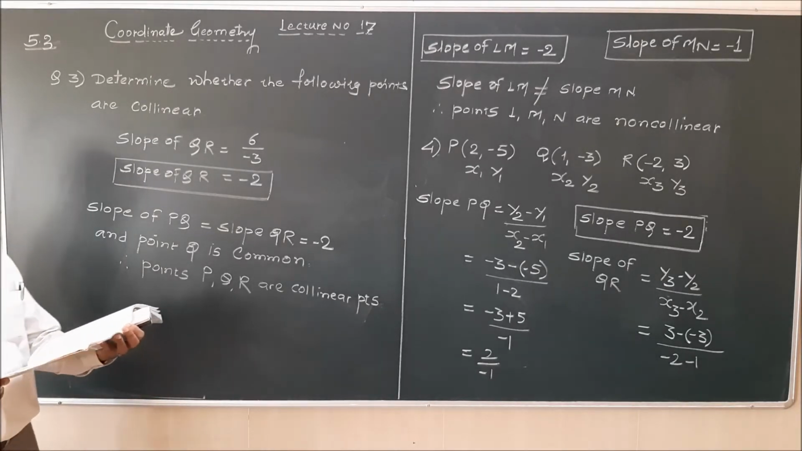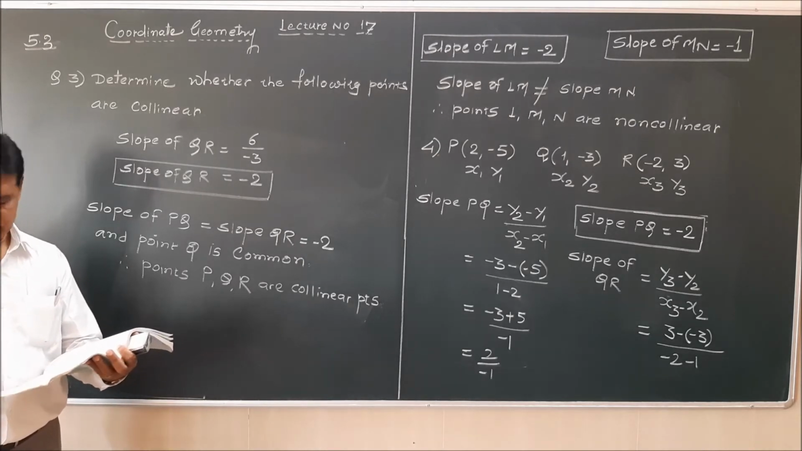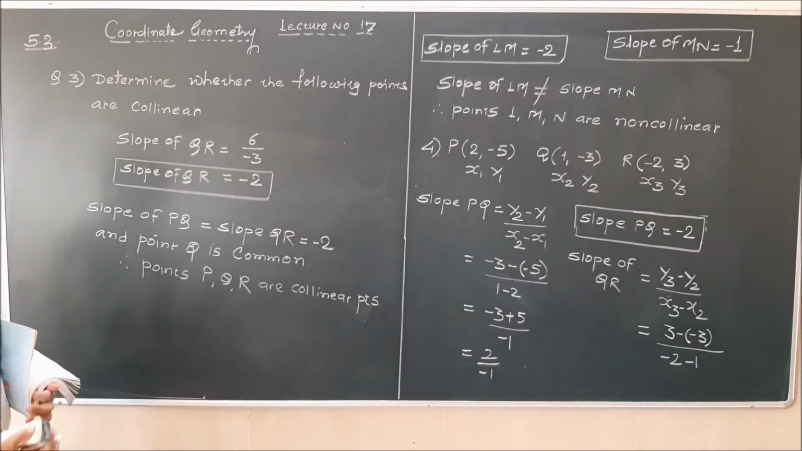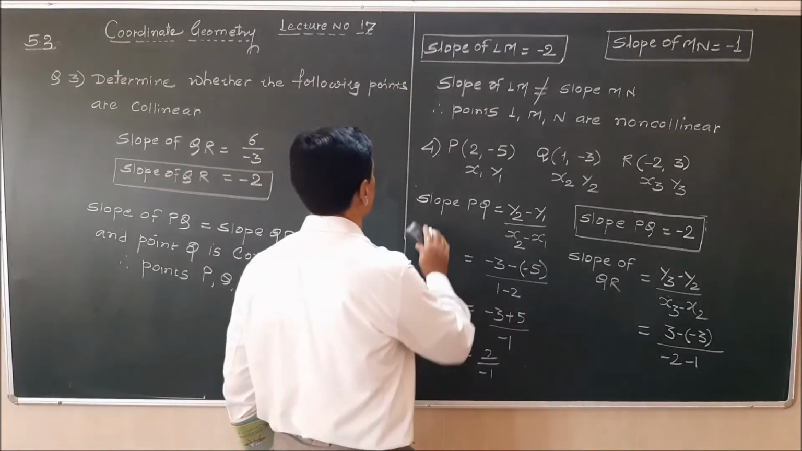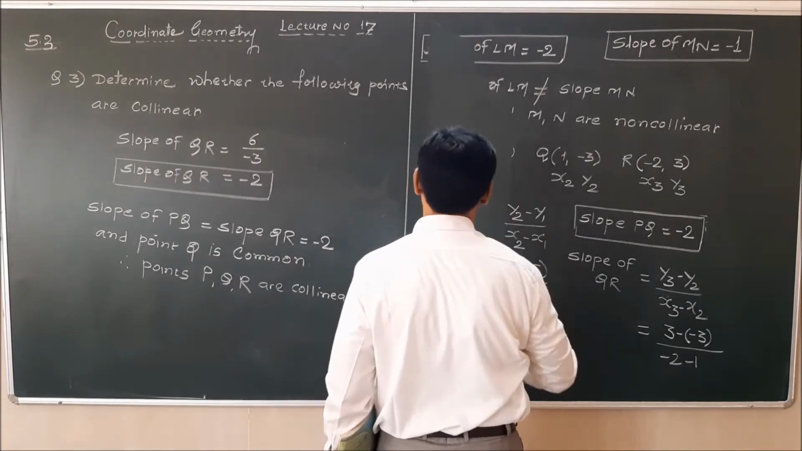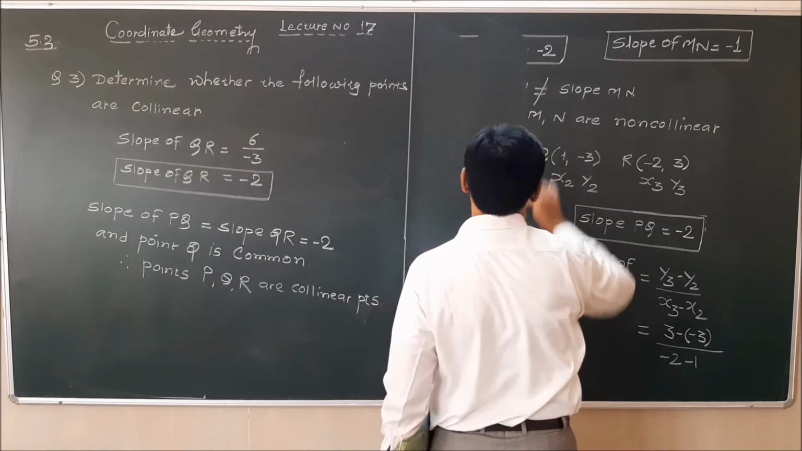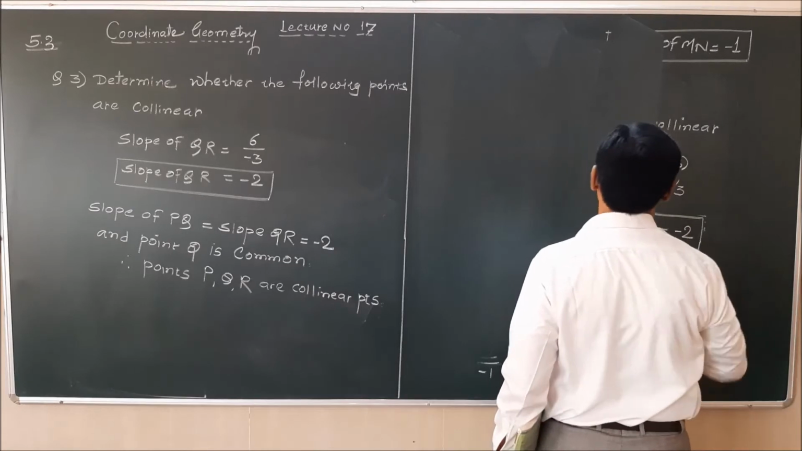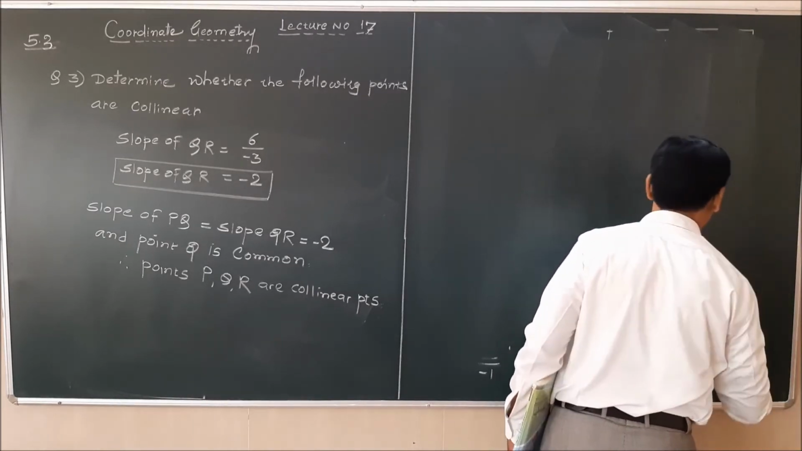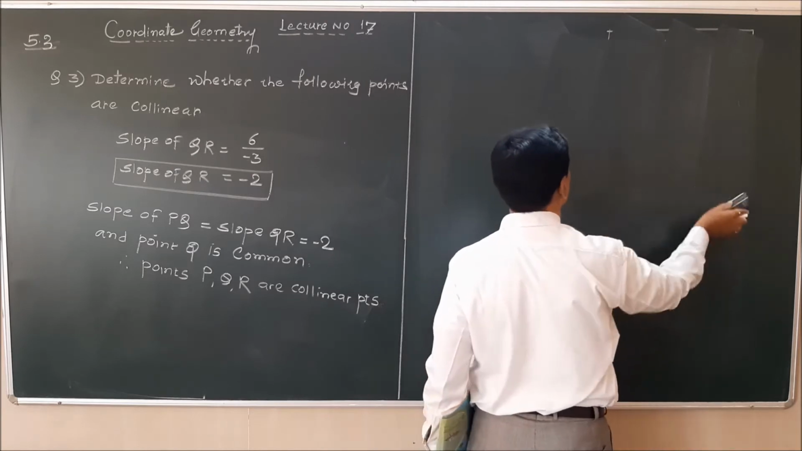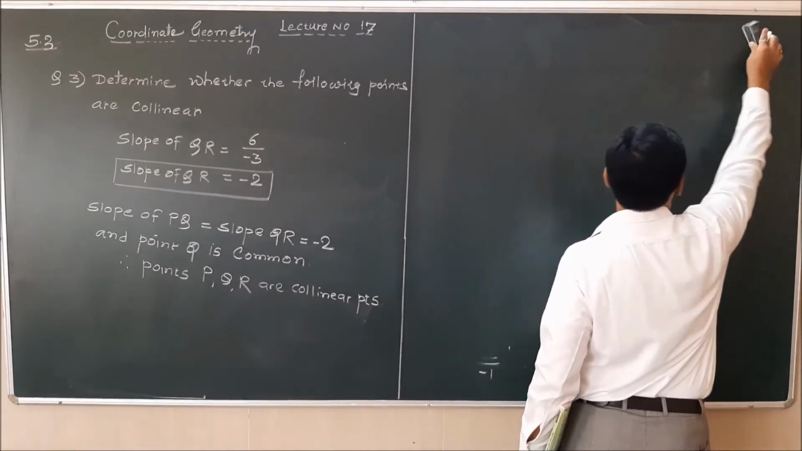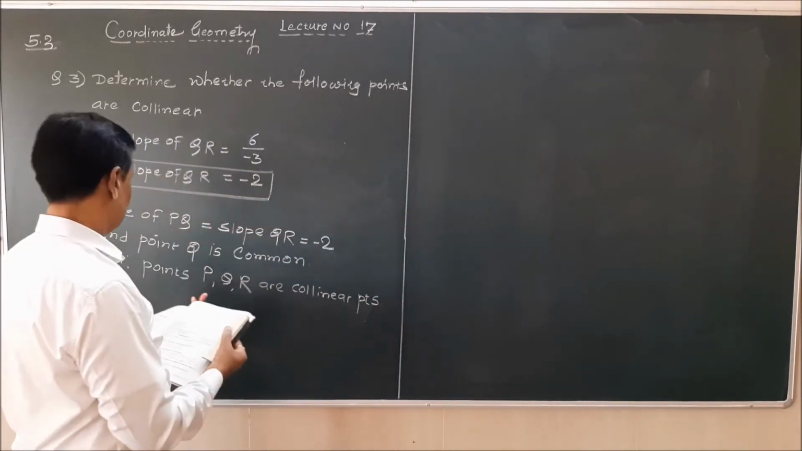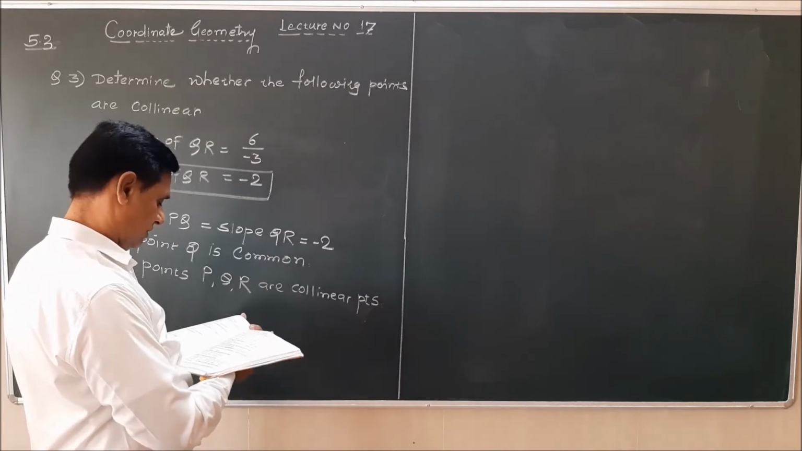So here I finished the 4th sub-question of question number 3. Now I am going to do sub question number 5 of question number 3. All are the same type of questions. We have to decide whether given points are collinear or not. If a point is common and the slopes are the same, then we should label them as collinear.